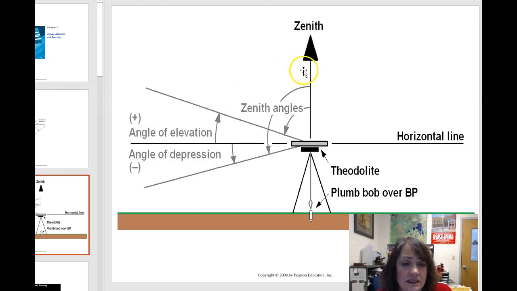The other thing about zenith angles, this is drawn turning counterclockwise. You can also turn zenith angles clockwise. So you need to make a point of which one of those you're referencing. Once again, they're all the same information. However, we need to make sure that we understand what our reference is, where we're turning from, and which way we're turning to in order to determine that angle.